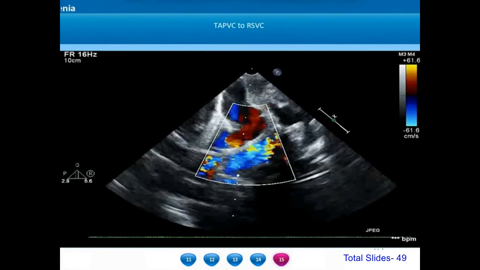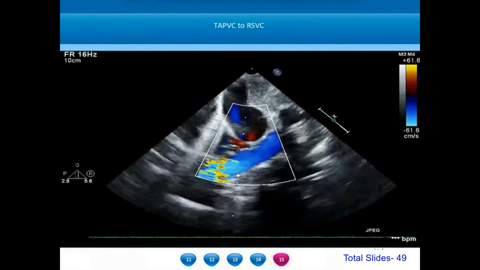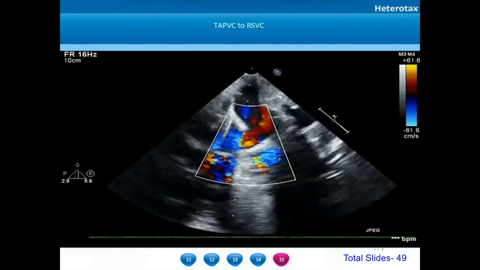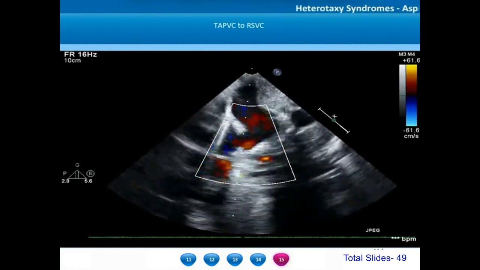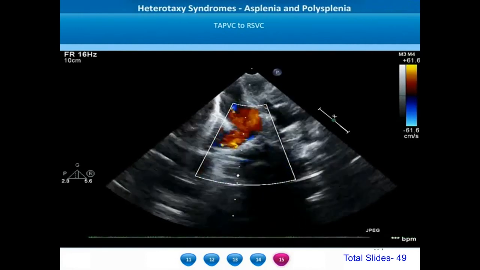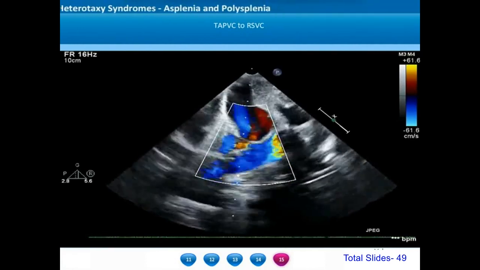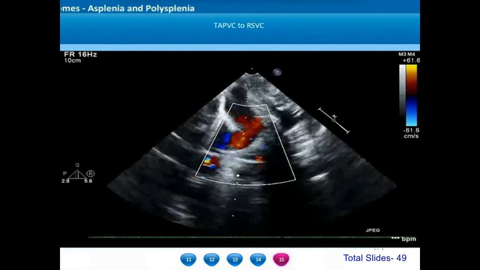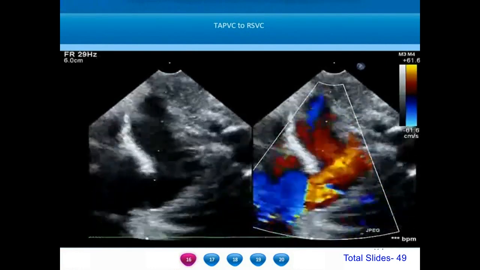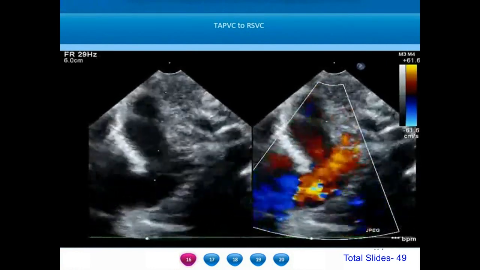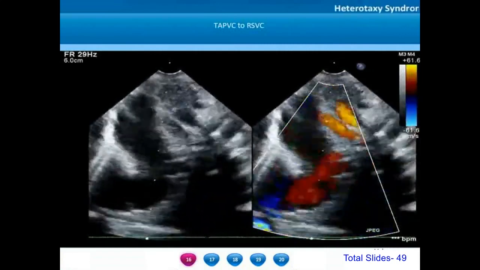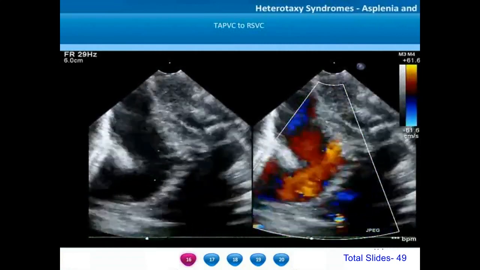In this suprasternal view, initially we can see the right pulmonary artery. On a posterior sweep, we can appreciate the pulmonary veins converging to form a common chamber, and the common chamber forms a small ascending vein which drains into the right superior vena cava. Many of the TAPVCs associated with asplenia may be unobstructed, but about 2/5 of them may have obstruction.